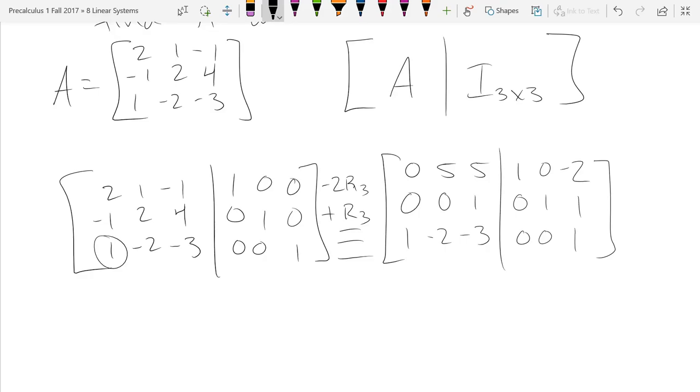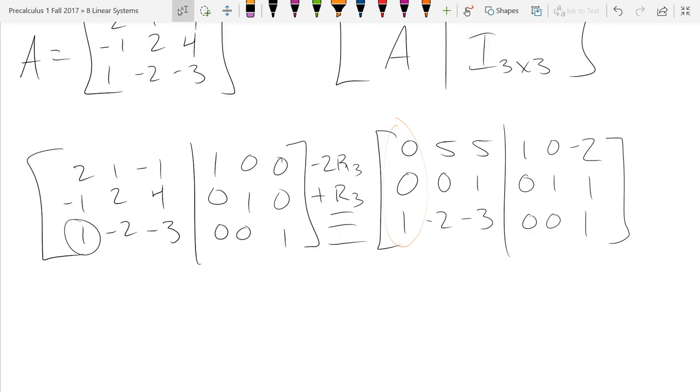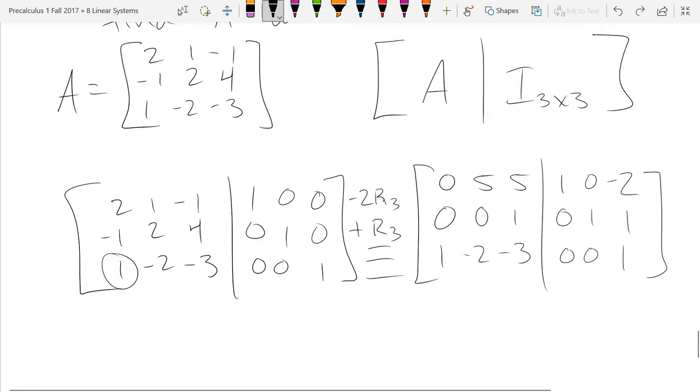So column one's almost done. What's the last thing I have to do so column one looks nice? So I got two zeros and a one, but I don't have them in the right spot. I want the one at the top. So we're going to make one swap here. We're going to swap row 3 and row 1. So do that. Make sure all the entries get swapped.